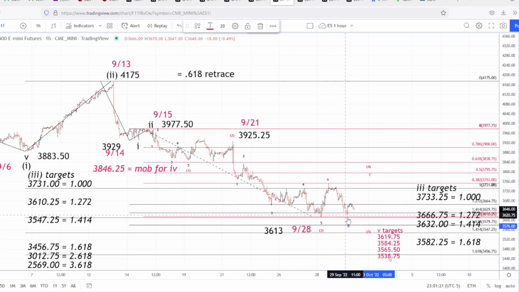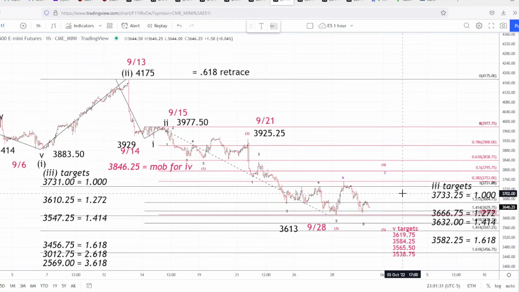A up, B down, C up, and then D, and then E. So it could play out a long time. I hate to get too complicated, but that's what 4s are. They're long, sideways, and complicated. We'll see what this one does, okay? And then once 4 is over, 5 down there, as long as that's the 4 top. If it goes higher, then these targets also change, okay?